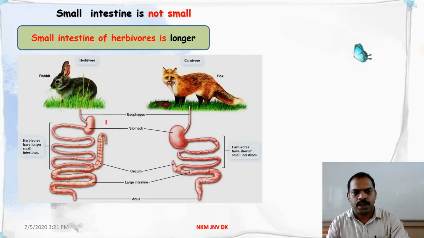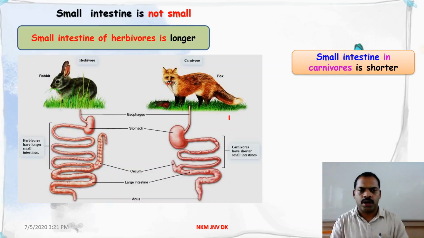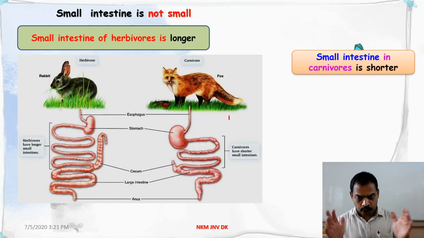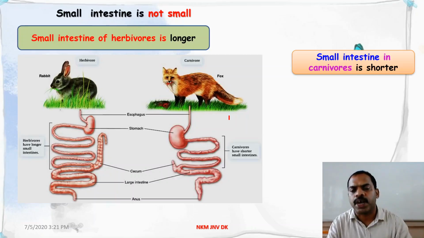See the image, compare the small intestine of herbivores and carnivores. Herbivores have a longer small intestine, carnivores have a shorter small intestine. Why? Purely because of food habit.